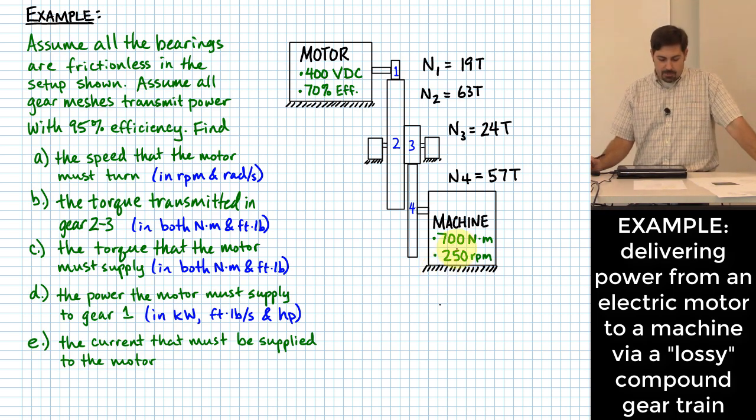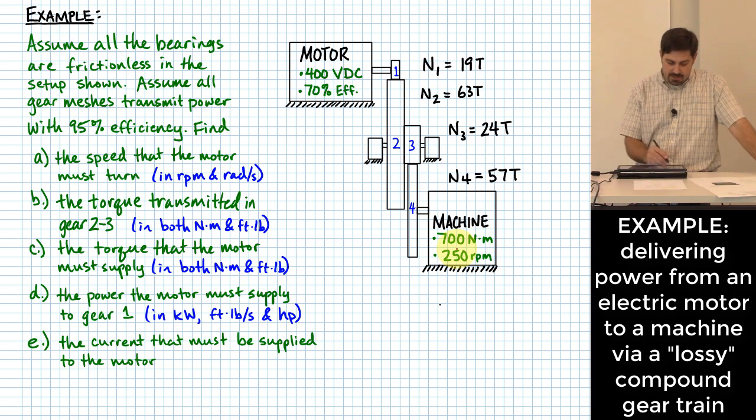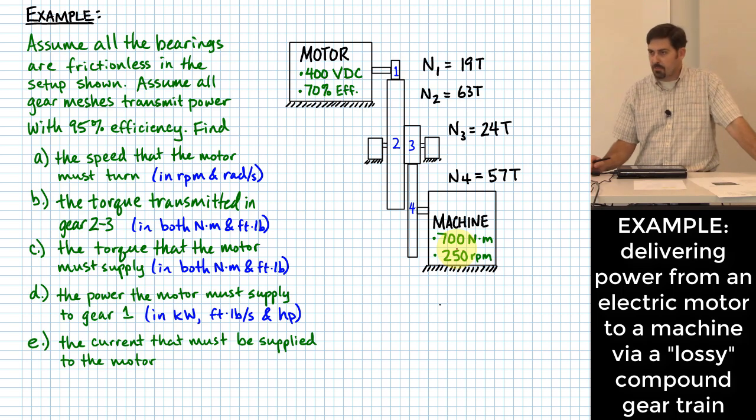Okay? What the example text says up here is, assume all the bearings are frictionless in the setup. Assume all gear meshes transmit power with 95% efficiency. And then it says, find the speed that the motor must turn. And then it gives us instructions here. This is so we have to deal with multiple kinds of units. We want to do that in both RPM and radians per second.